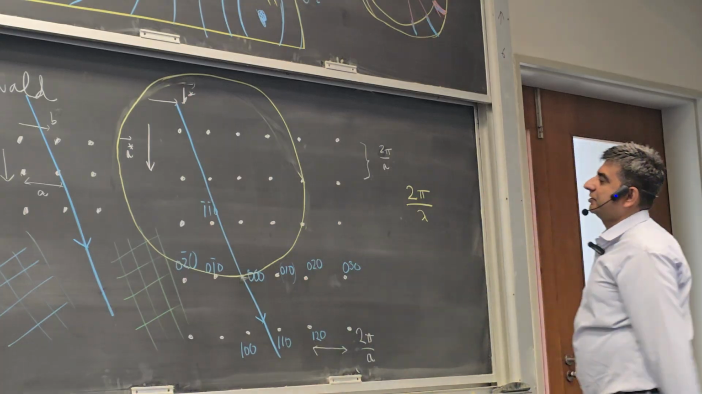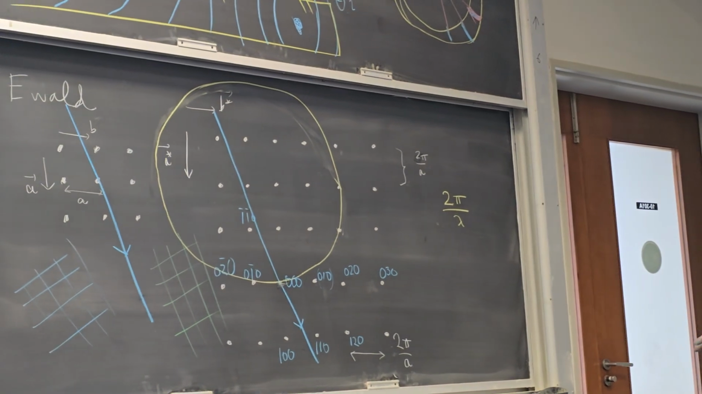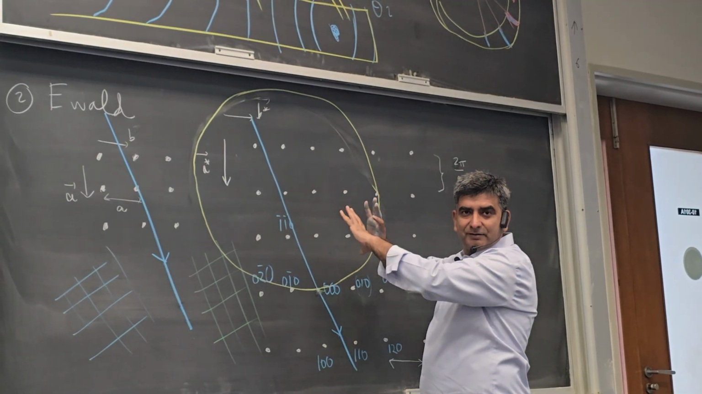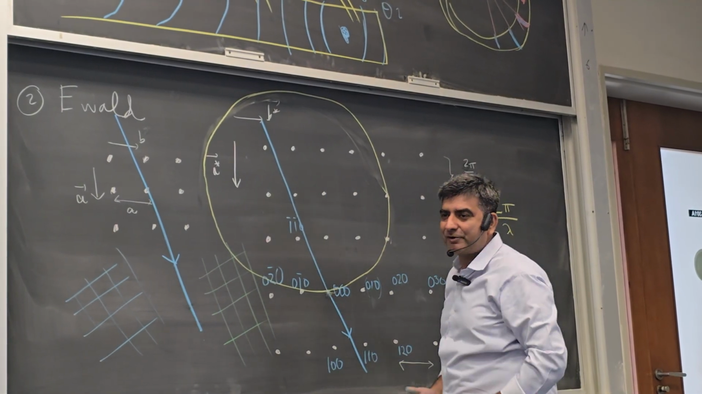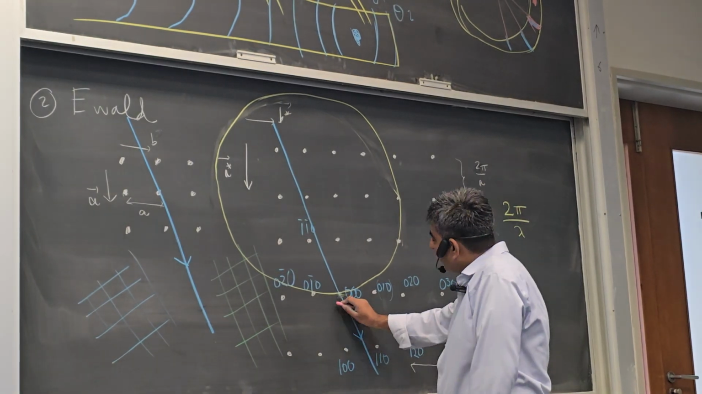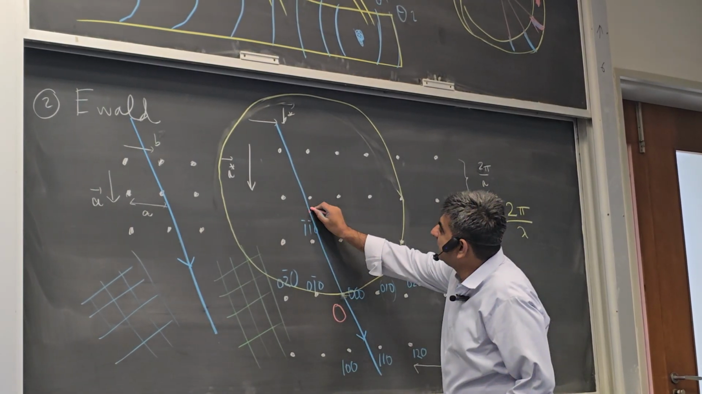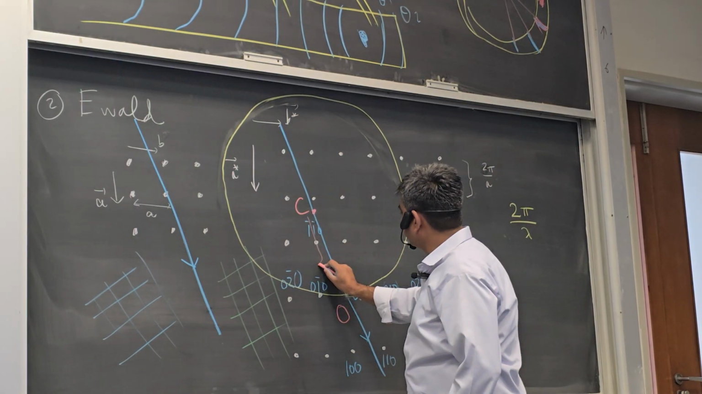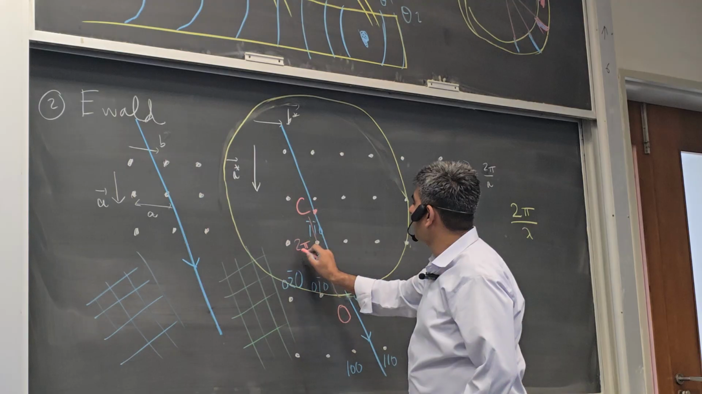Now look at this construction. This is called the Ewald circle. In fact, this exists in 3D. So the Ewald sphere. It exists in 3D, though I can't draw it at the moment. Now this point is the origin O. There is some center of this circle C.